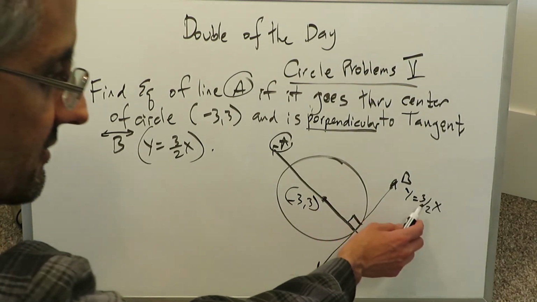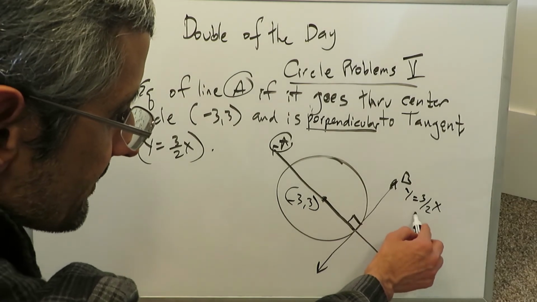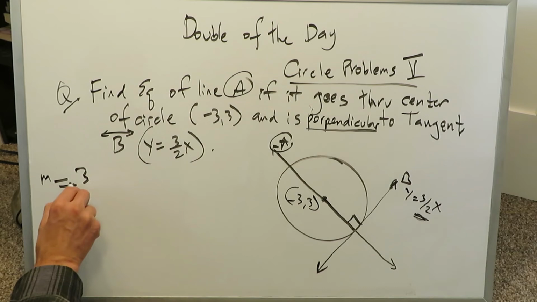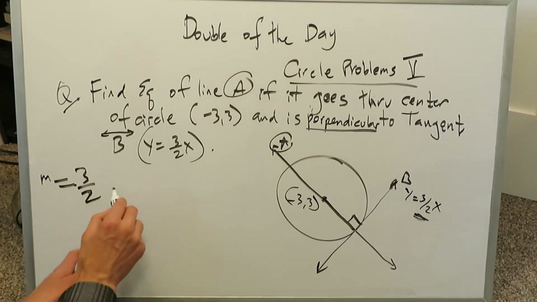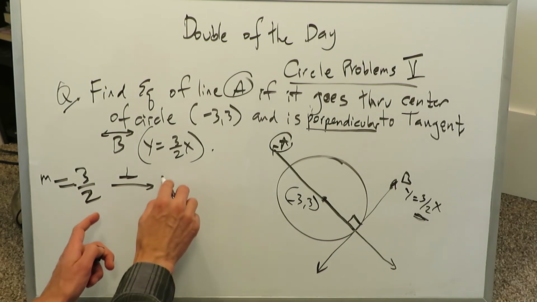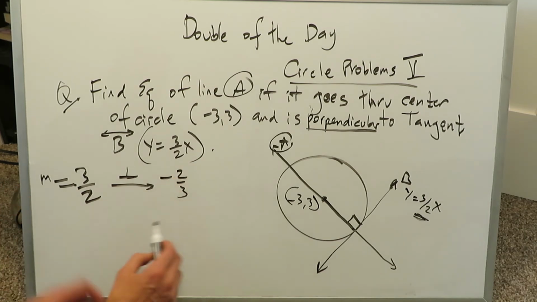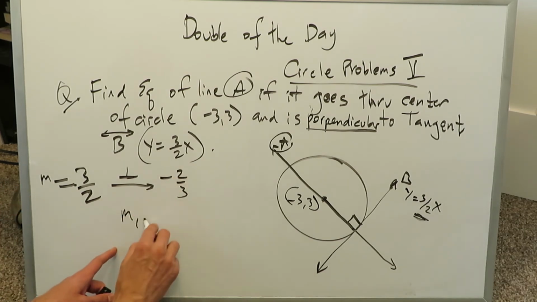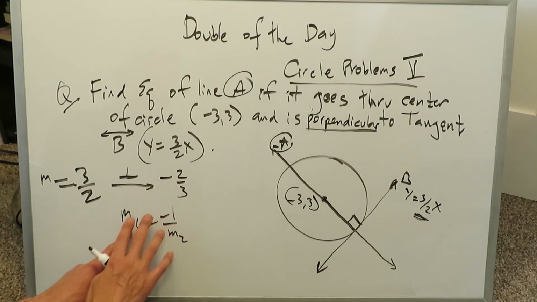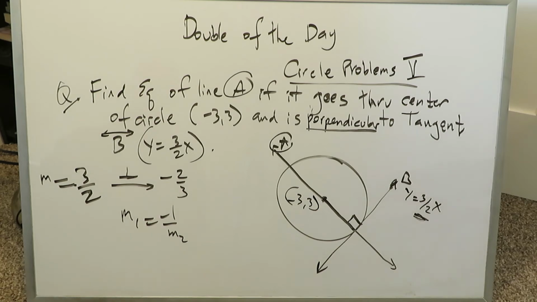What do we know about the slope of y equals 3 over 2x? This right here is the slope. We have a slope which is m is equal to 3 over 2. A line which is perpendicular to it must have a negative reciprocal of that value, -2 over 3. That's a property you should know: m1 is equal to -1 over m2. A line and its perpendicular have a negative reciprocal relationship.